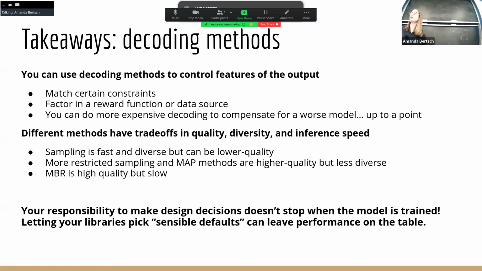Yeah, and I think it's pretty underutilized too. A lot of folks will not think about a decoding method to fix their problem, even though your model might actually be perfectly fine under a different decoding strategy.